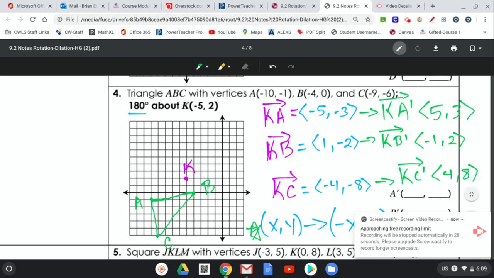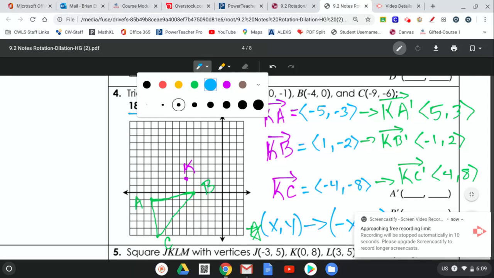All right. So in doing that, we just have to set up our A prime, B prime, and C prime and find the coordinates for that. So doing this, if we're going to do KA prime first, that means we are going 5, 3. Okay, so 5, 3. So we're going to finish this one up in the next video.